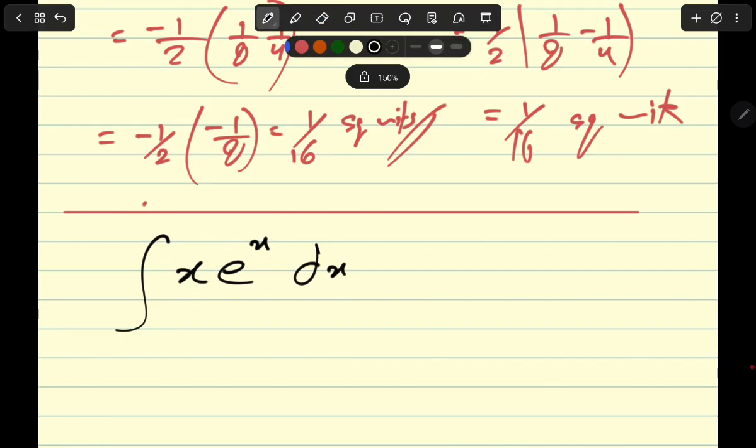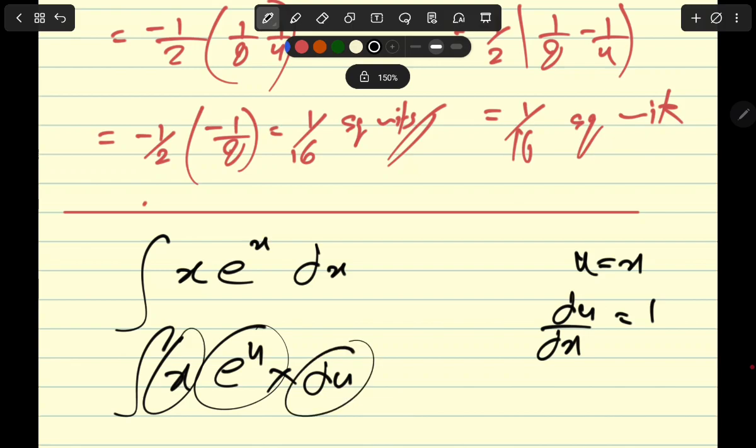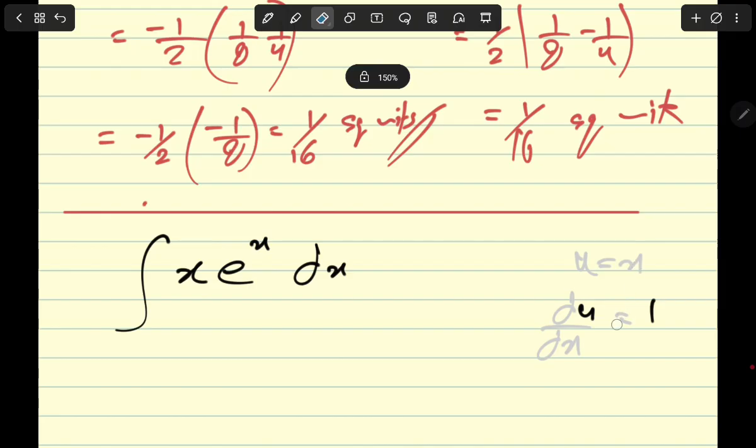A student may try to take u is equal to x and then find out that du by dx is going to be equal to 1. So this is going to be equal to x e to the u, and dx is going to be equal to du. Now you have an e to the u, you have a dx, and you have been unable to cancel this x out. So you just saw that you cannot make the substitution.